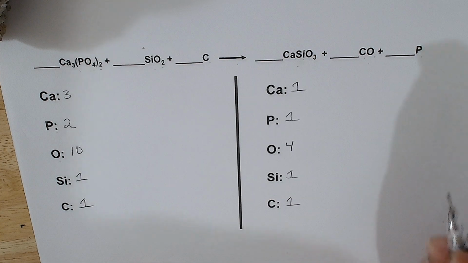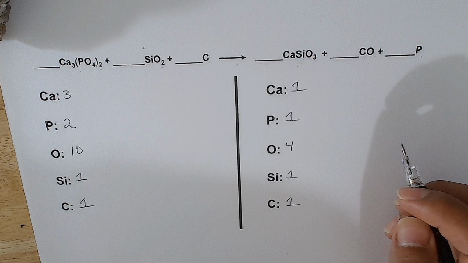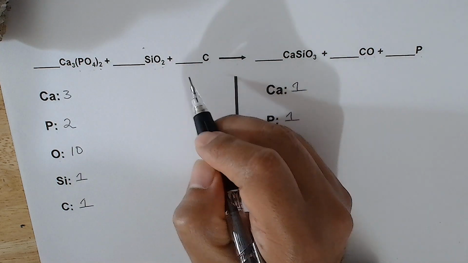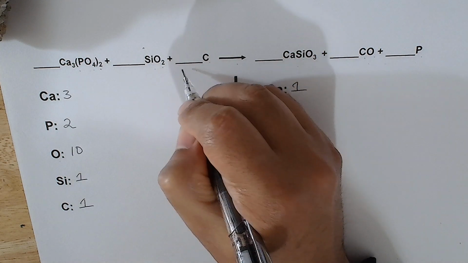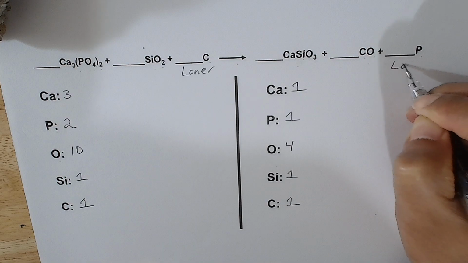Next, we need to identify the loner, also known as a pure element. That is the one that is not part of a compound. So the only ones that are not part of our compound are carbon and phosphorus.